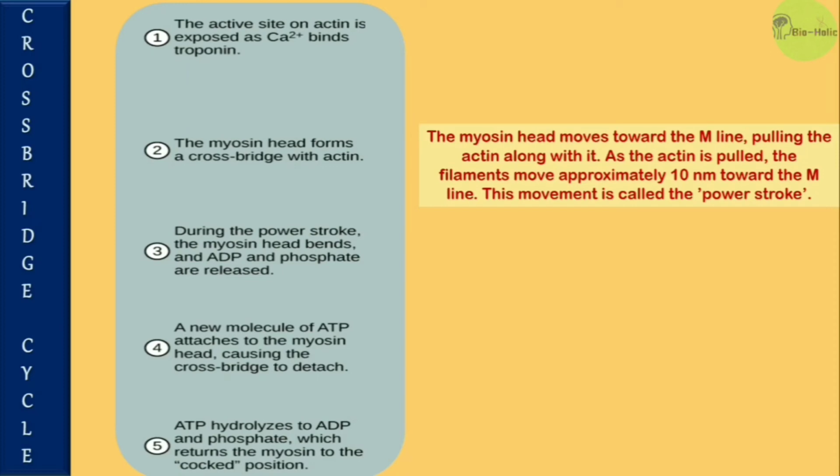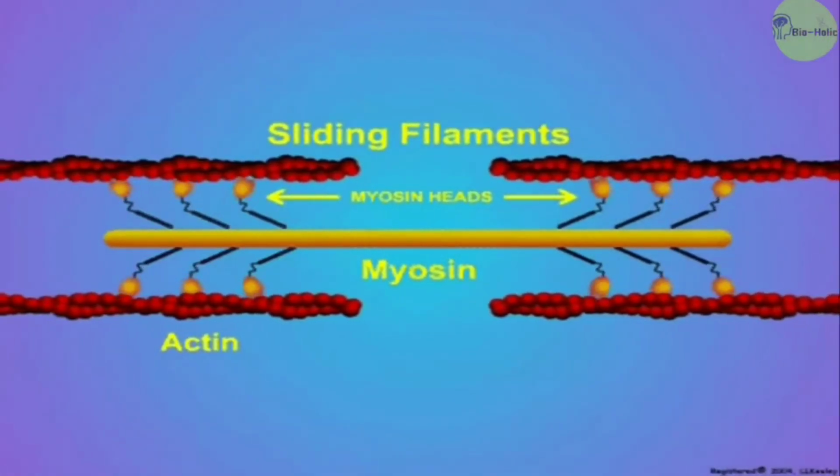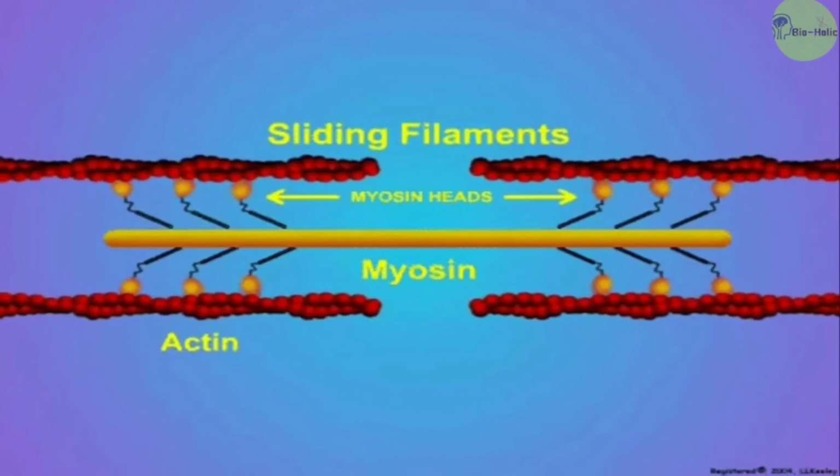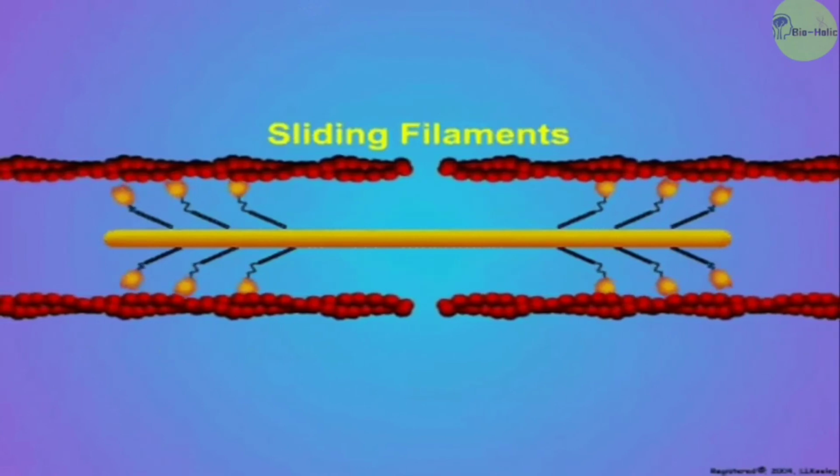As the actin is pulled, the filaments move approximately 10 nanometers towards the M line, and this movement is called the power stroke. Okay? And the process continues till the calcium ions are pumped back to the sarcoplasmic cisterna, resulting in the masking of actin filaments. This causes the return of Z lines back to their original position, that is, the relaxation after contraction. Here once again you can see the sliding mechanism, and you can see how the sarcomere gets shortened.